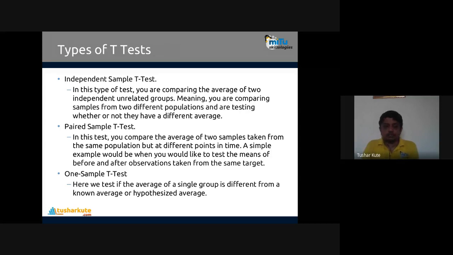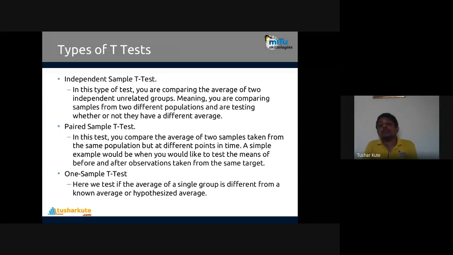Second, the paired sample t-test. In this test, we compare the average of two samples taken from the same population but at different points of time. The data is the same population, but different samples. For example, I have 1000 entries, and out of it I take the first 50, and another 50 from elements 500 to 550. So the data is taken from the same population.